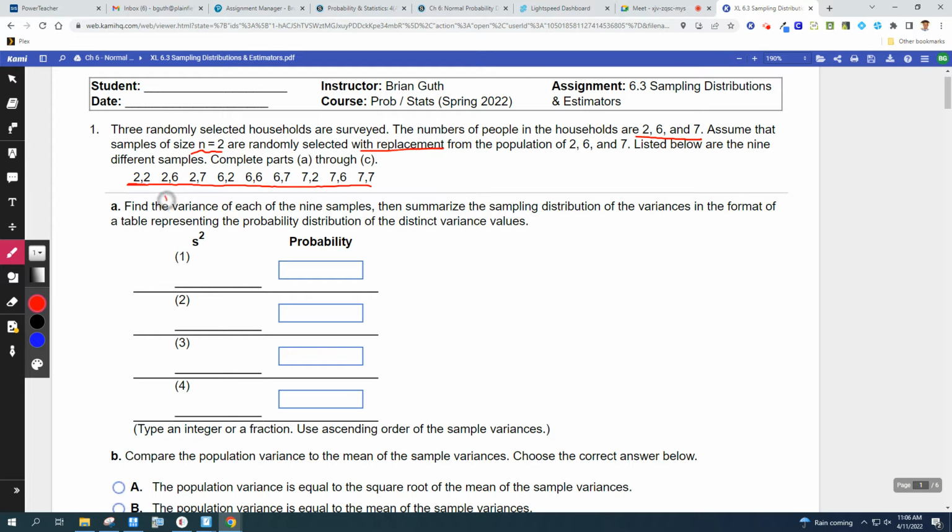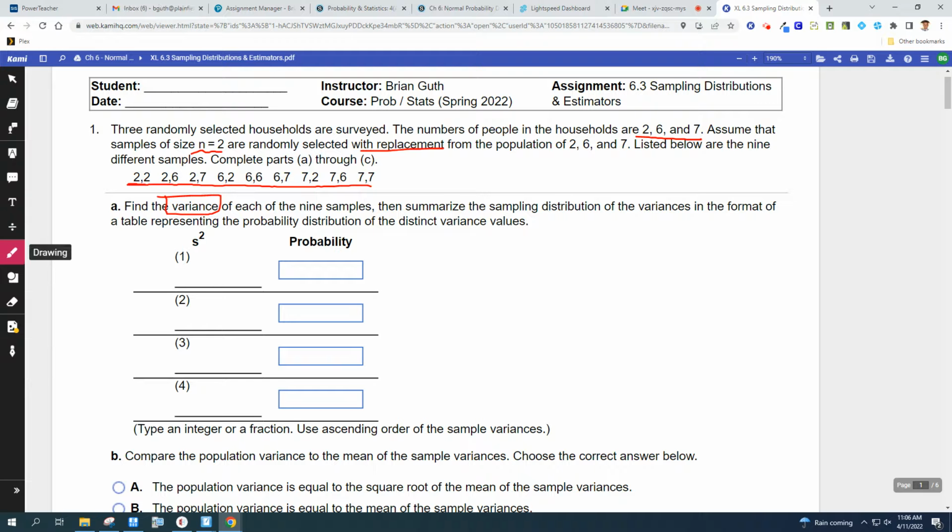It says part A, find the variance of each of the 9 samples, then summarize the sampling distribution of the variances in the format of a table representing the probability distribution of distinct variance values. Okay, probability distribution, we're just trying to make a table, but the trick is you got to find that variance.